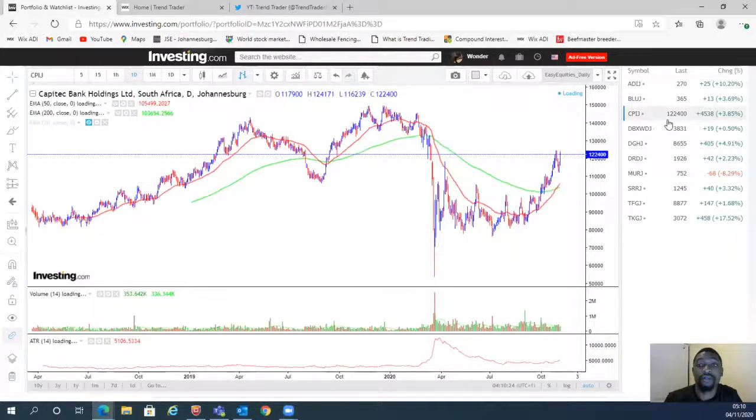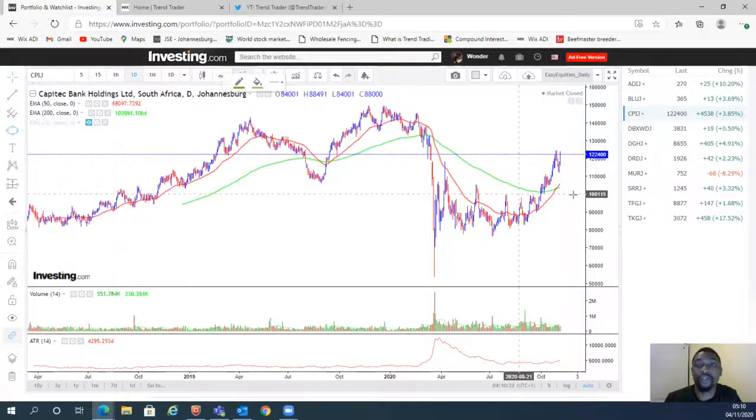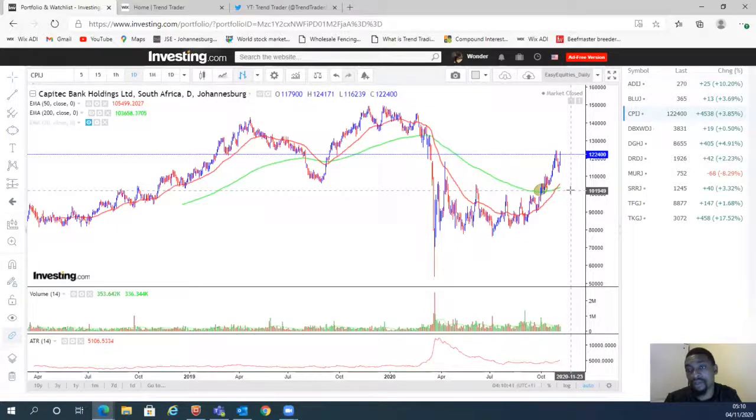We have previously mentioned Capitec. We said that we're looking at Capitec. We had the buy signal when the stock crossed the 200-day exponential moving average. So everyone who bought around that time, it was trading at 1,000 Rand or so. Now it's trading at 1,200. So everyone who took their position has made at least about 108 Rand per share profit from this stock.